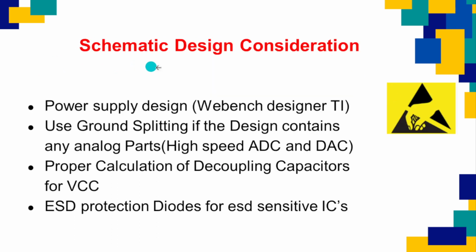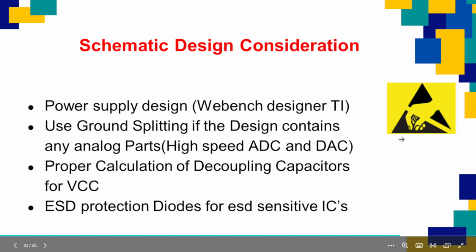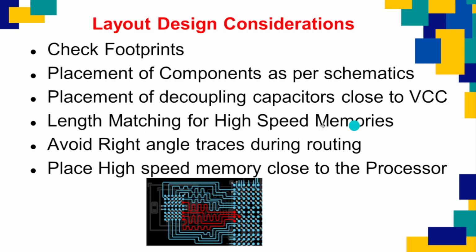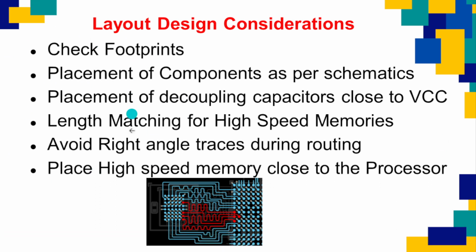And next one is the schematic design consideration. We have to use a schematic design consideration by using the PCB schematic software. And next we have to create a layout from the schematic. First we will check the footprints and placement of components as per the schematics. Next is length matching and avoiding right angle traces. Place high speed memory close to the processor. So these are all the points to consider while creating the layout design for our target board.